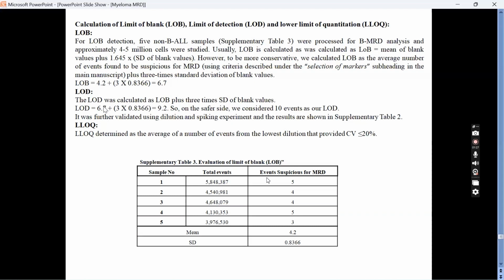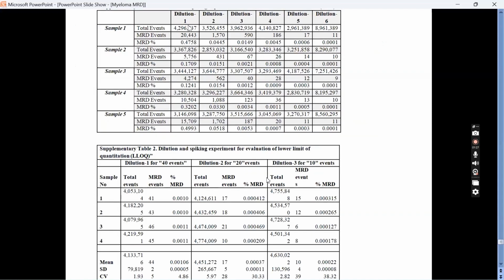Once you attain that 1%, you serially dilute it, so that the 1% in the second tube becomes 0.1%, and 0.1% becomes 0.01%, and then the next tube becomes 0.001%. Similarly, you dilute the samples and then run them in the flow cytometer. Once you run it, you get something like this. In dilution 1, your MRD will be around 0.4%. In dilution 2, it will be 0.04%. Now this is about the percentage.